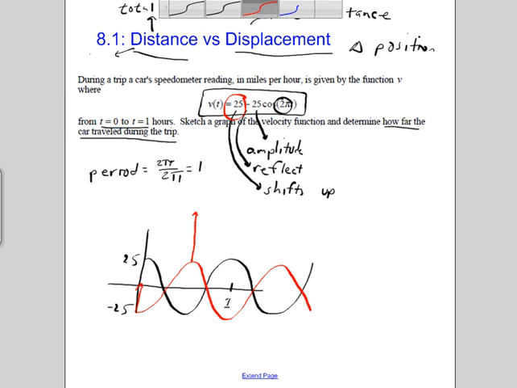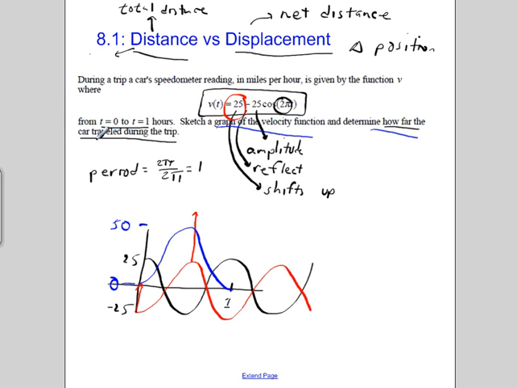So we end up getting the real graph, which is in blue, will look like this, where we're ranging from 0 up to 50 now. And if we're looking for, so this is a graph of the velocity function. And now if we want to determine how far the car traveled, we need to find that area.